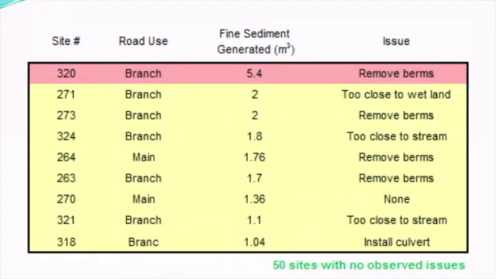When you look at this list of sites, you will see there are different issues at different sites. Some you will be able to deal with immediately, and some are difficult or impossible to correct. For example, here at site 321, it's producing 1.1 cubic meters of sediment, but the issue is that it's too close to the stream. This problem is not easily remedied without huge expense. Ultimately, any natural resource extraction is a question of benefits and costs.